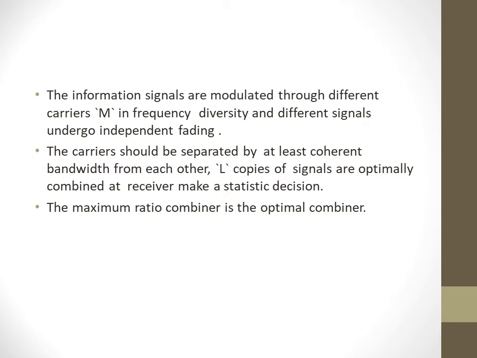The maximum ratio combiner is the optimal combiner. So here the information bearing signals are modulated through different carriers. These carriers should be separated by at least the coherence bandwidth from each other, which is delta Fc. The L copies of the signals are optimally combined at the receiver to make a statistical decision.